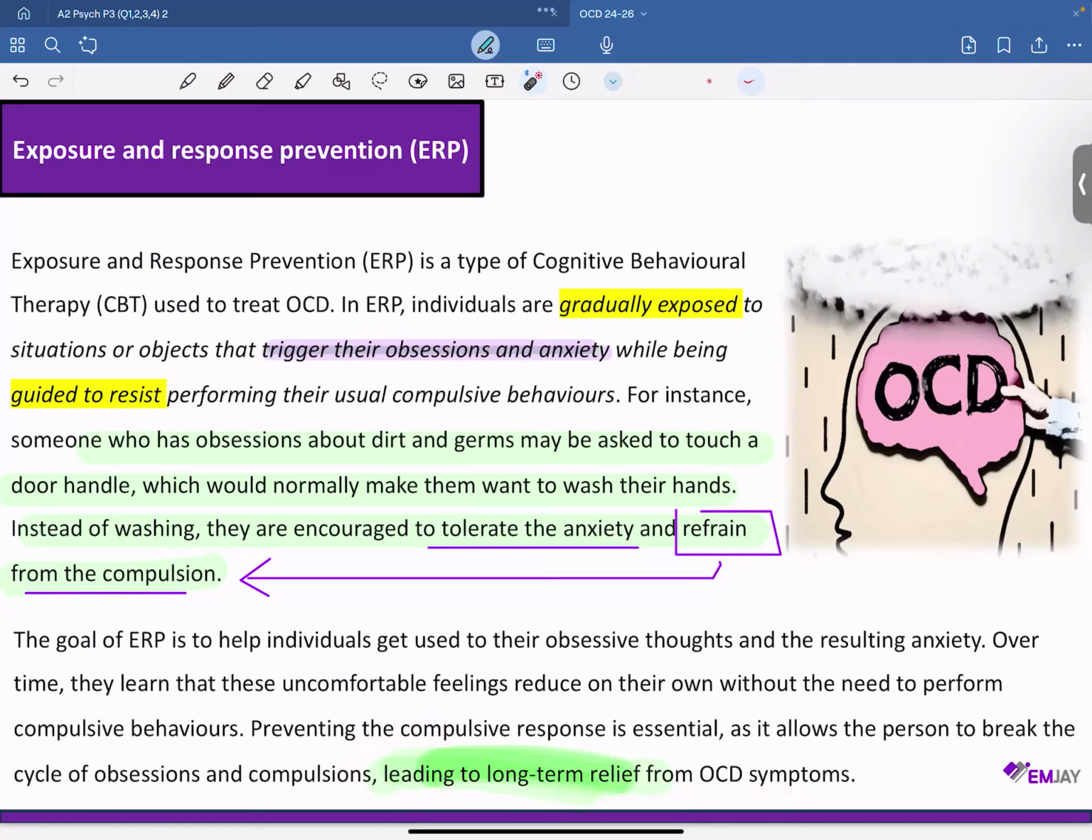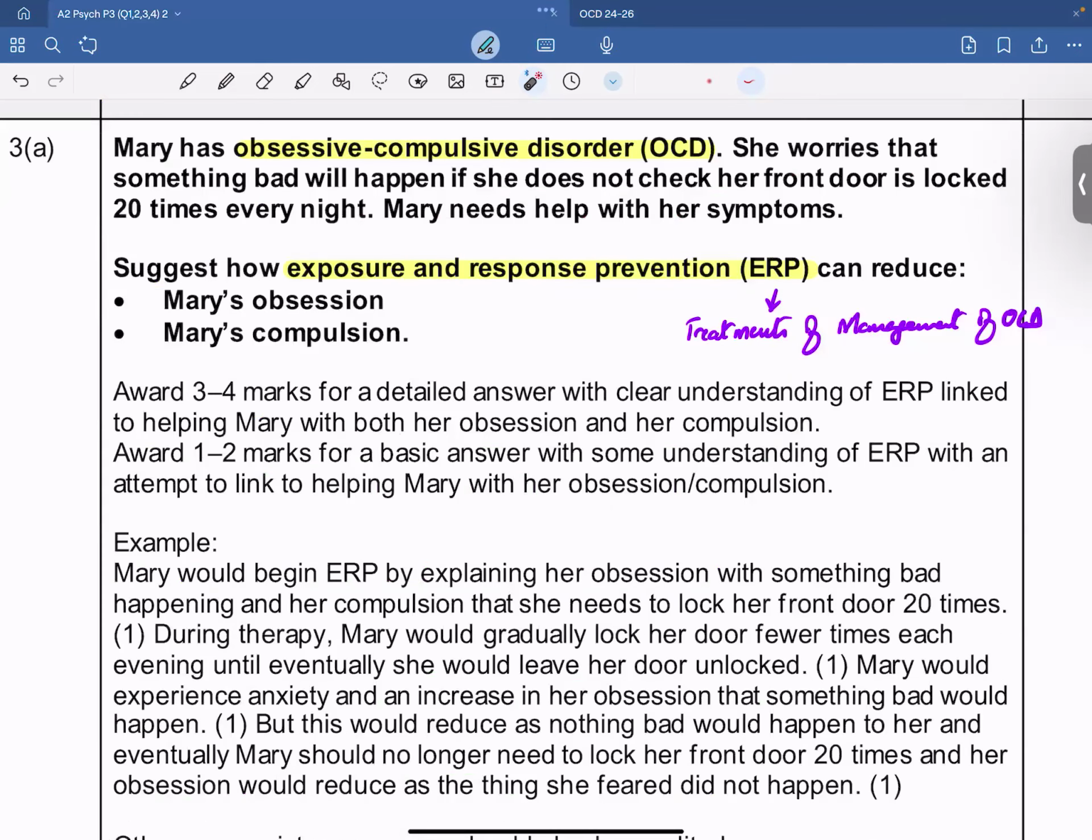Now, this was a really quick revision of exposure and response prevention technique that is used to treat individuals who have OCD. Having a look at this question now, to begin with, Mary has obsessive compulsive disorder. She worries that something bad will happen if she does not check her front door is locked 20 times a night. That looks intense. So there's this lady with the name Mary. She has obsessive compulsive disorder. She worries that something bad will happen if she does not check her front door is locked 20 times a night. Mary needs help with the symptoms.